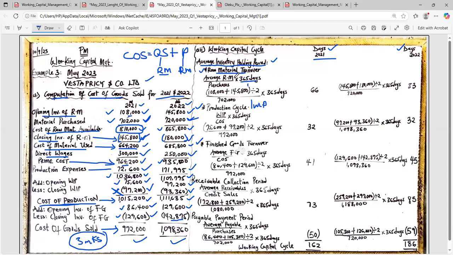So what is the average raw material? Average raw material simply means opening raw material plus closing raw material divided by 2. Since we are working for 2021, what is the opening raw material for 2021? Don't begin to stress yourself. Come back to the cost of sales that we have done. There was a place we did opening raw material. Opening inventory of raw material 2021, 108,000. That's what I put there.